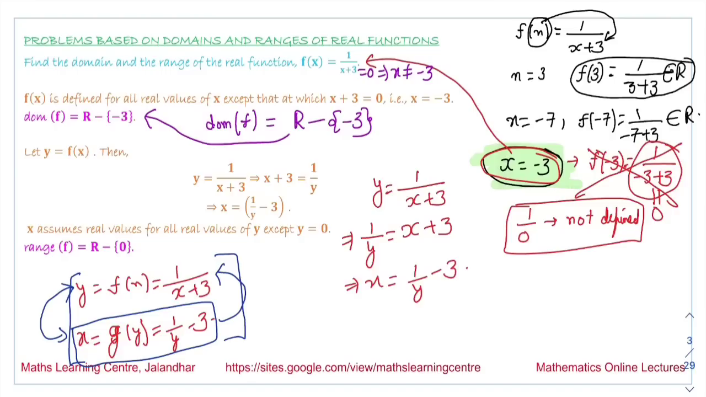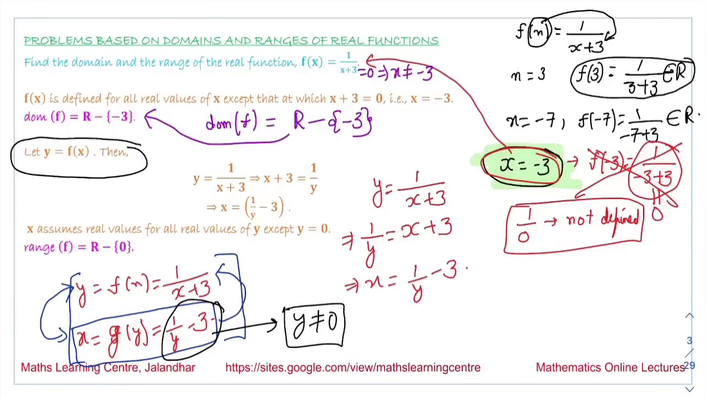So to find the range of the first function, we are calculating the domain of this second function, and this function is not defined when y is equal to 0. We are saying this function is defined for all real numbers except the number 0. It means the domain of this function g is equal to R minus 0, and this is equal to the range of the function f.